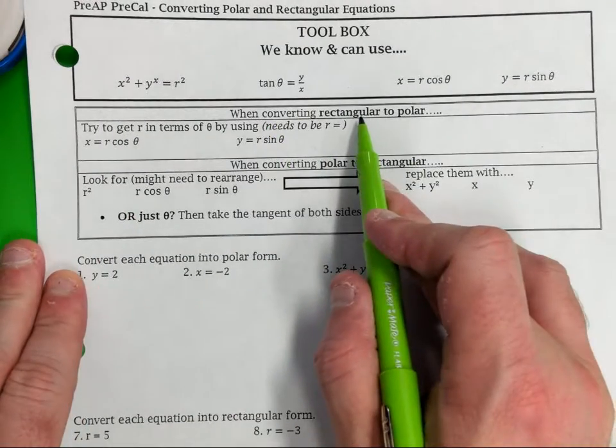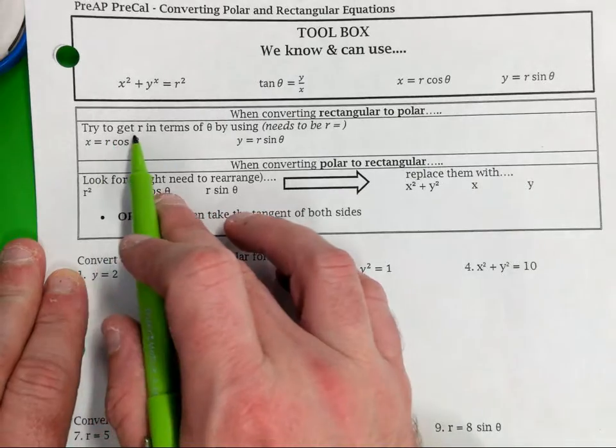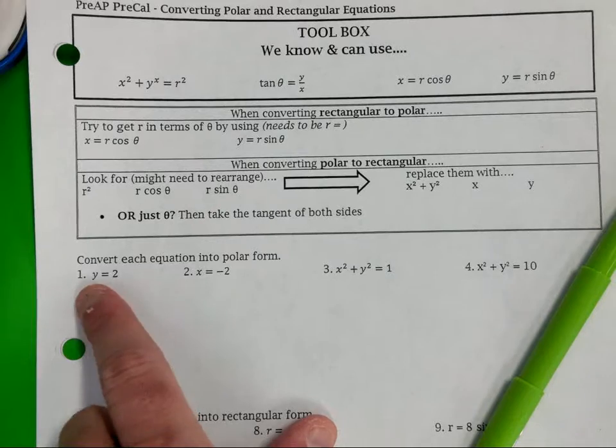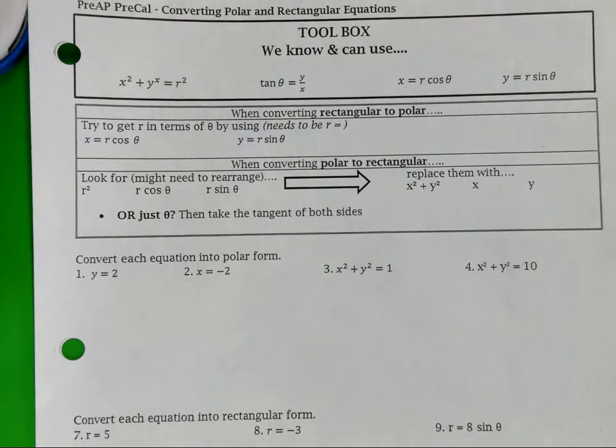Okay, when converting from rectangular to polar, we're doing that first. Try to get r in terms of theta. Needs to be r equals. Right now we can tell these are rectangular equations because they have what in them, TJ? Why are these known as rectangular equations? X and Y. Very good. They have X and Y. So we want to go to polar. In order to go to polar, all the X and Y's need to disappear, okay? And in the final answer, R needs to be by itself. So make the mental note, R needs to be by itself.